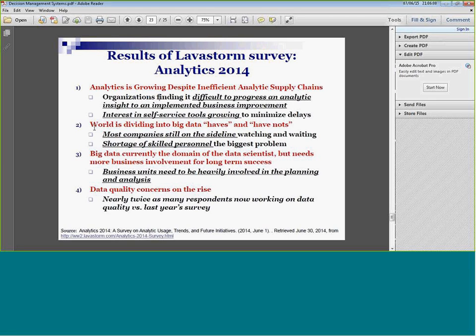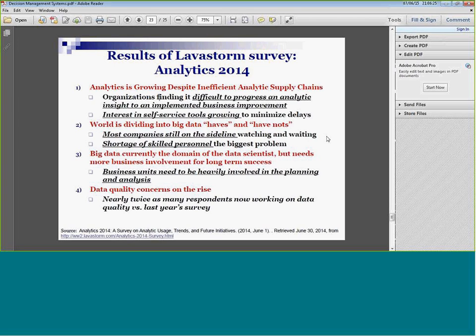The second key point out of the survey: the world is dividing into big data haves and have-nots. Most companies are still on the sideline waiting and watching. Well, they better not wait and watch too long. And yes, big data requires special care and feeding, because the problems are so much larger when you get into Teradata, where you have millions and millions of records.